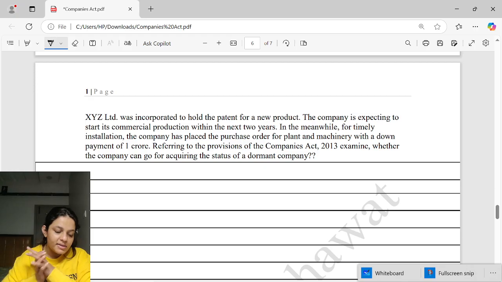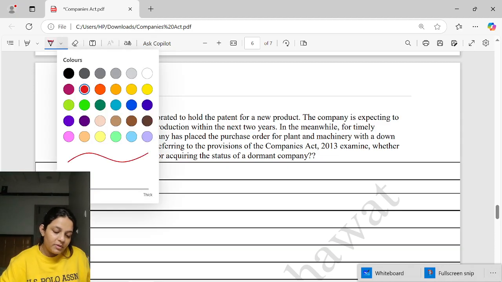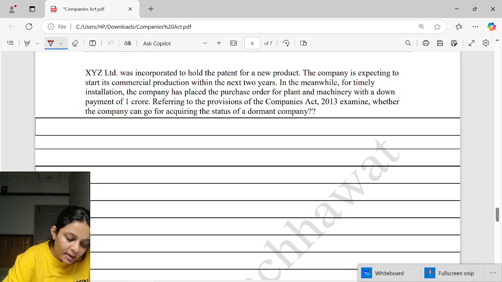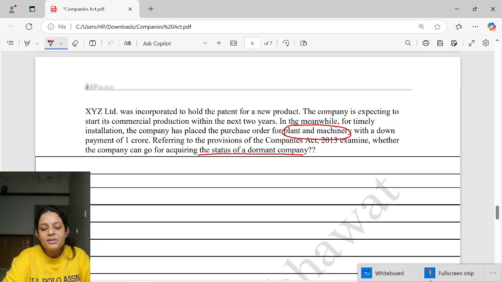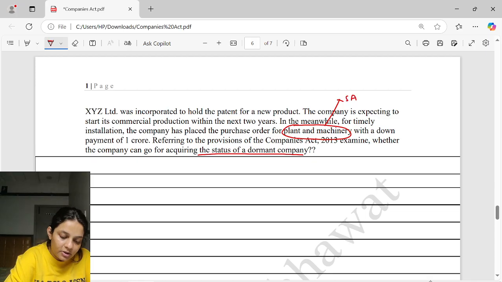So the next one, XYZ Limited was incorporated to hold the patent for a new product. The company is expecting to start its commercial production within next 2 years. In the meanwhile, for timely installation, the company has placed the purchase order for plant and machinery with a down payment of 1 crore. Do you think it's a significant accounting transaction or not? So, referring to the provisions whether the company can go for acquiring the status, it has purchased plant and machinery. It is a significant accounting transaction.